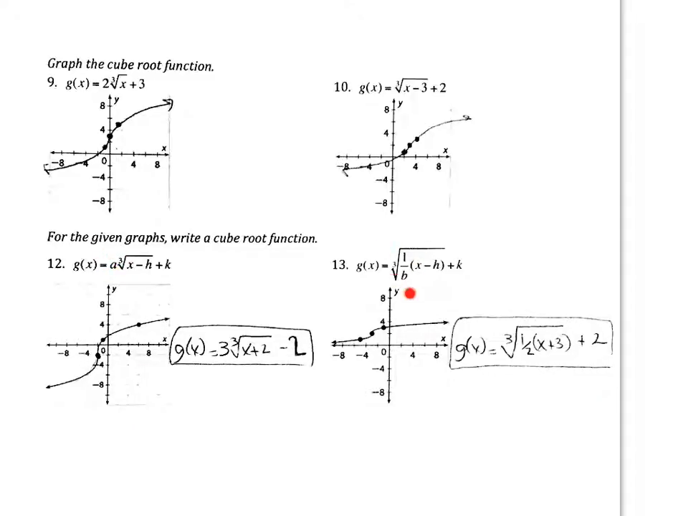This one they put a 1 over B, which means there's a horizontal stretch or compress. This middle point actually is the vertex right there. That's where the 2 parabolas kind of start. That point is at negative 3, 2, so I put that right there. They went over 2, up 1, so it's a horizontal stretch by 2, so to do the reciprocal, 1/2 in front.